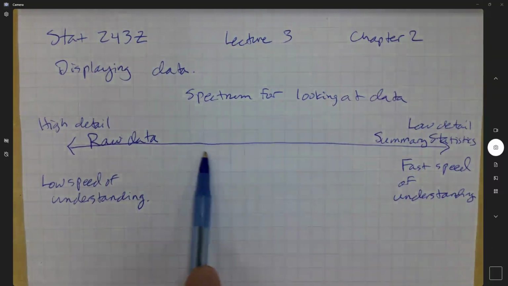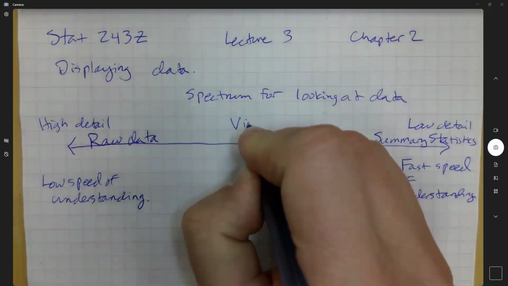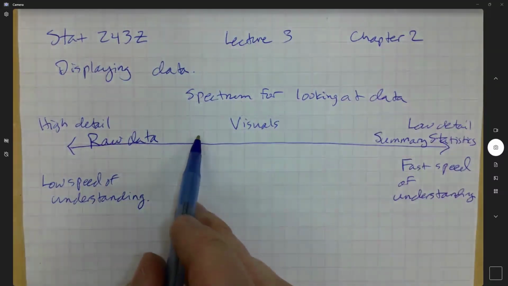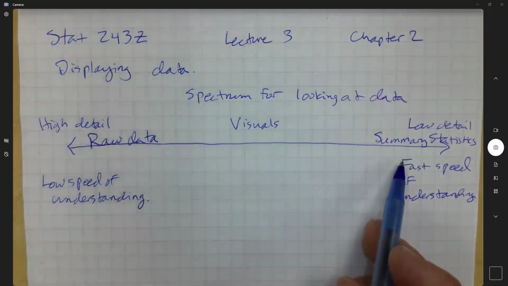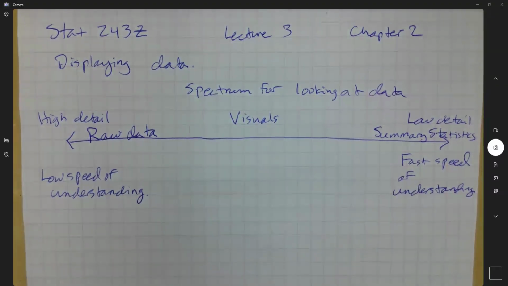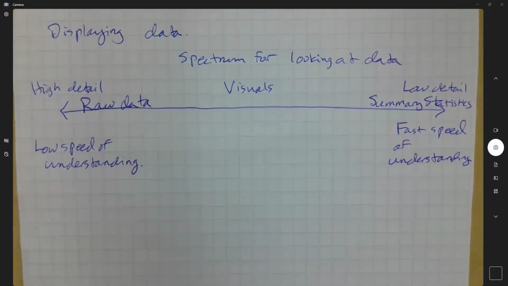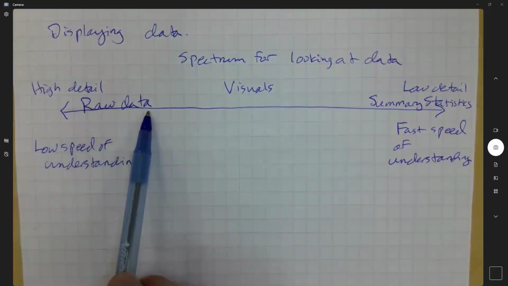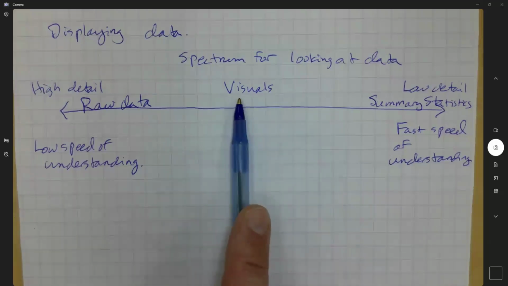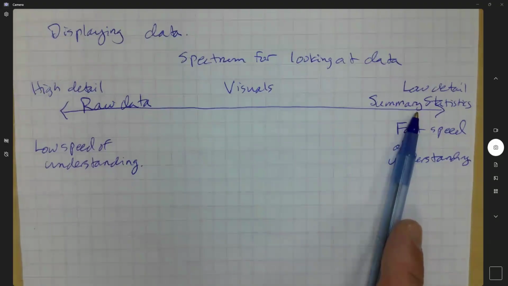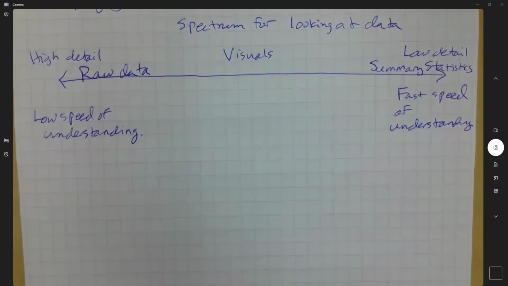And then here in the middle, where it's moderate detail and moderate speed of understanding, a whole bunch of different visuals, exactly. And there are visuals that are closer to the left side of the spectrum. There are visuals that are closer to the right side of the spectrum. So I'm not going to talk about raw data in this section because basically that's it. It's the raw data and you look at it and you try to understand it. We're going to be focusing on visuals and summary statistics. And let's start with visuals.